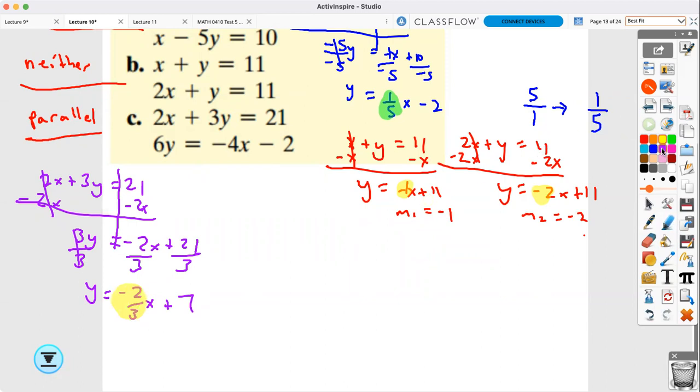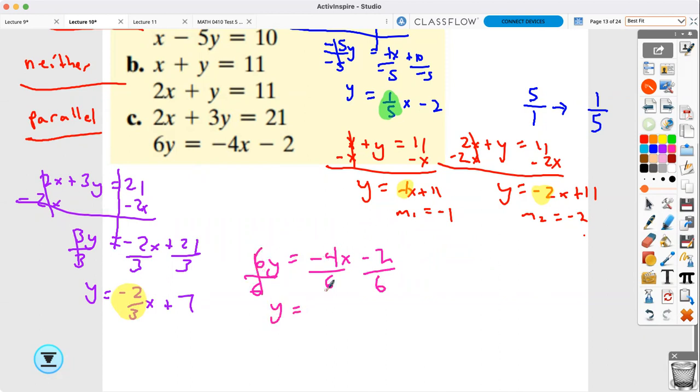Now we need to solve the other equation. So we have 6Y equals -4X minus 2. How do I get Y by itself in this one? Divide by 6. That's correct again.